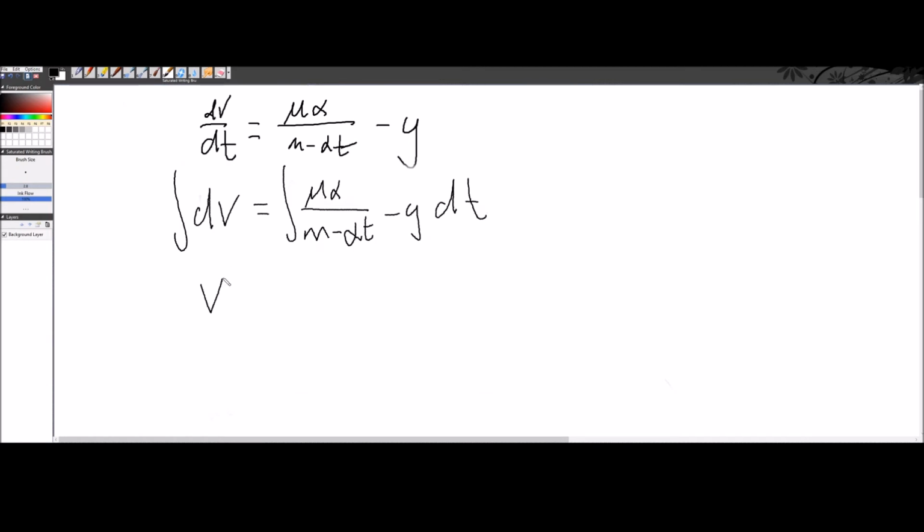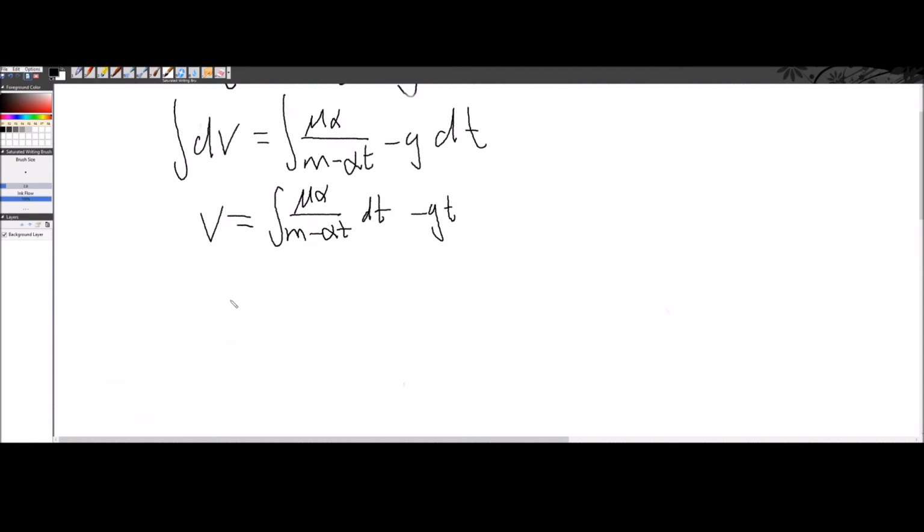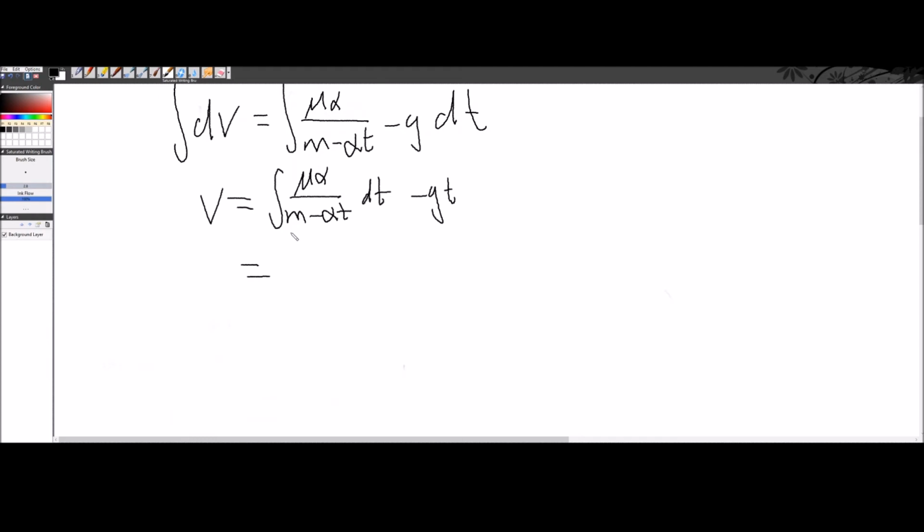Here, this side is going to be v. Here you get the integral of mu alpha over mass minus alpha t dt, and the integral of g dt is just going to be negative gt. Now here, you can do a simple substitution. I'll write it out so you can follow along. Let u equal mass minus alpha t, and then du equals negative alpha dt. So now I can just plug that in.